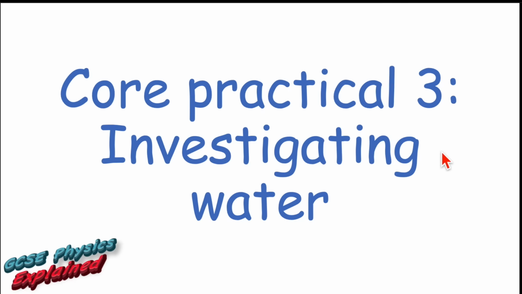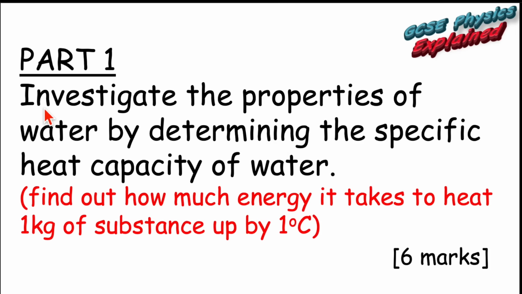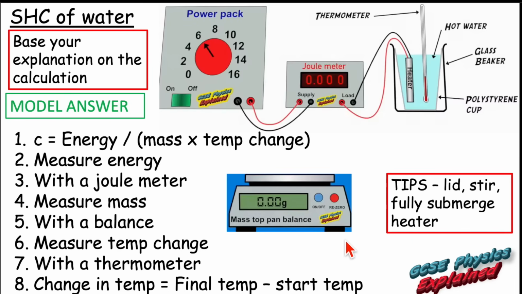Core Practical 3. Investigating water. Part 1. Investigate the properties of water by determining the specific heat capacity of water. So basically we need to find out how much energy it takes to heat 1 kilogram of substance up by 1 degree C, because that's the specific heat capacity.